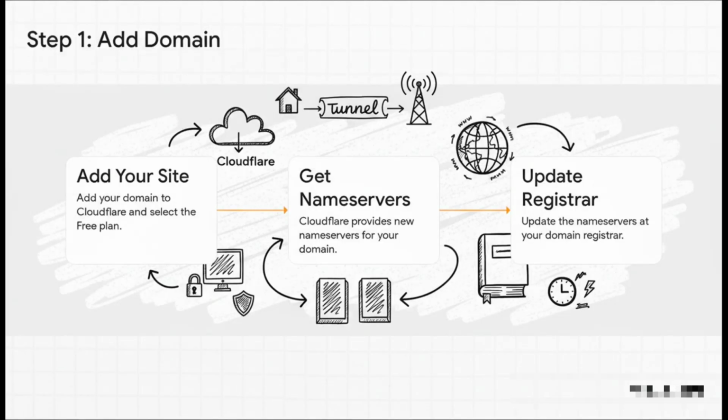First things first, you've got to let Cloudflare know about your domain. You'll log in, click Add a Site, and pop in your domain name. You can just select the free plan. It's super generous. Cloudflare will then give you 2 new name servers. All you have to do is copy those and paste them into the settings wherever you bought your domain. This just lets Cloudflare manage the traffic. It might take a few minutes to kick in, but it's usually pretty fast.